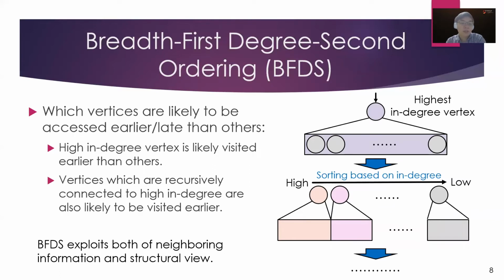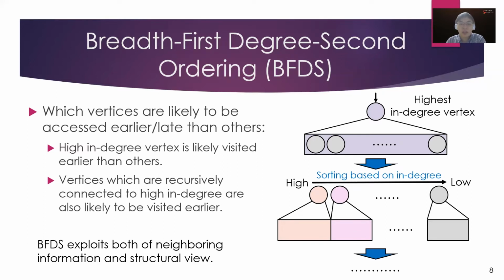So to improve the locality of access, the goal of our ordering is to know which vertices are likely to be accessed together. And for this purpose, we follow two intuitions. The first one is that the high in-degree vertex is likely to be visited earlier than the other vertices. And the second intuition is that the vertices which are recursively connected to the high in-degree vertex are also likely to be accessed early. So based on this intuition, we propose the breadth first degree second ordering, which can help us to capture this relation.